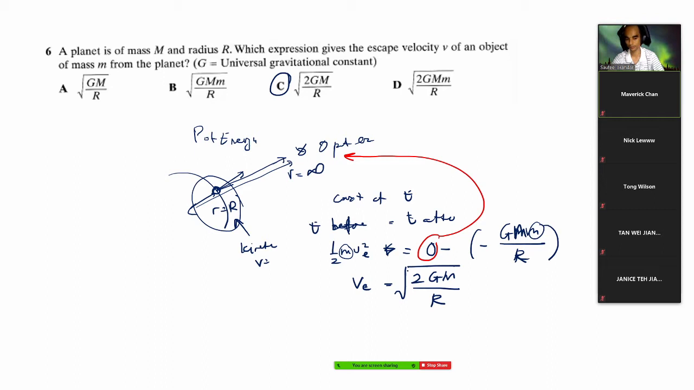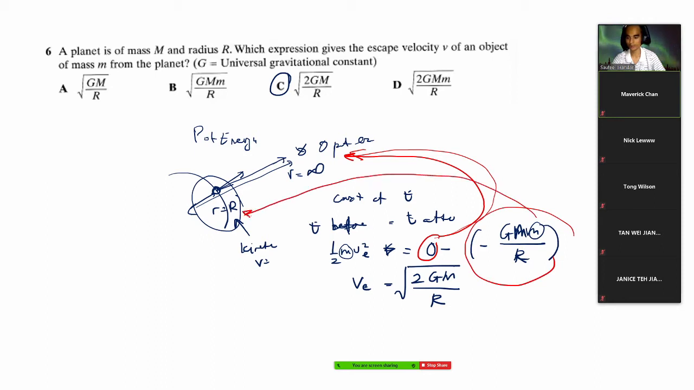Any question? So you see, the red one refers to the energy at the outer space, and this is referring to the energy at the surface of the earth. Okay, so how much energy is needed in kinetic? There you have half mv squared.